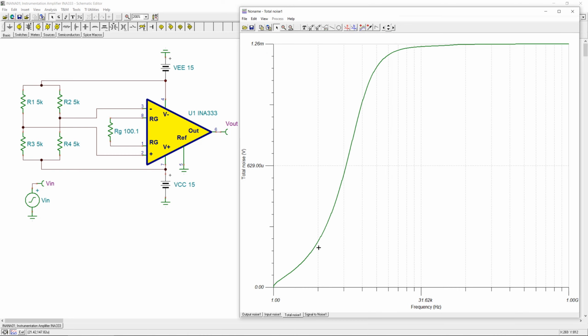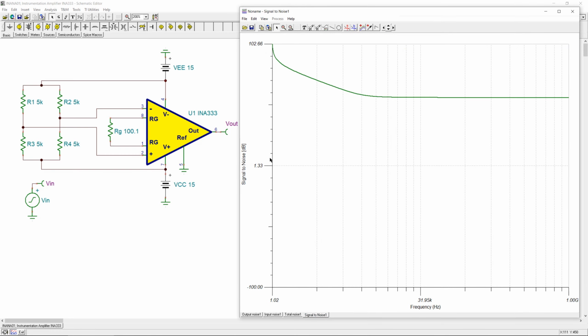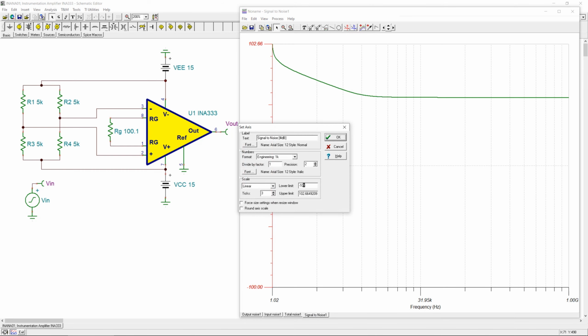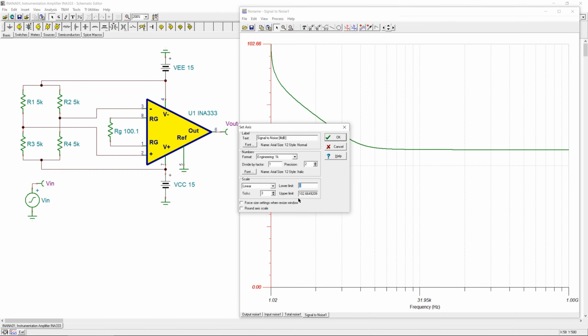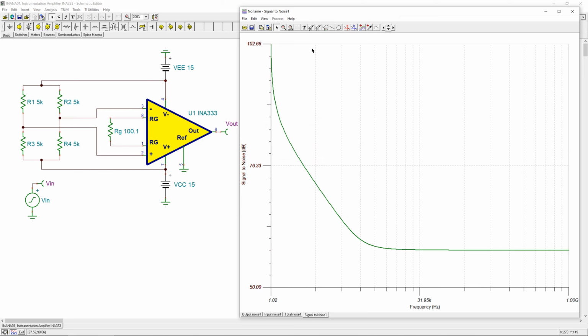Now you can also see the signal noise ratio, and if I make this plot a little bit better, not going all the way to -100 but, for example, to 0, or maybe even 50 as the lower limit, you can see it starts very high for low frequencies, then goes down, and then approaches a steady value of, let's say, 58 dBs. That's what we have in our case. And this is how to generate the plot in the SPICE simulator.